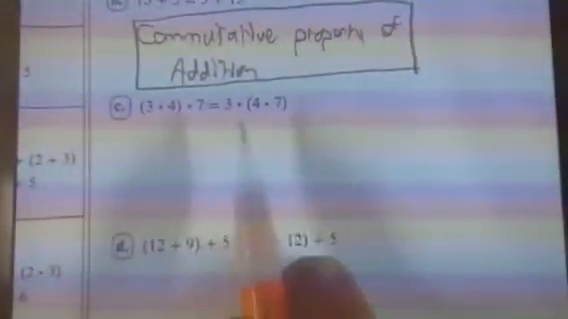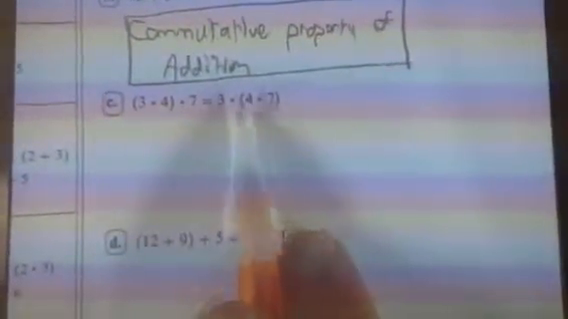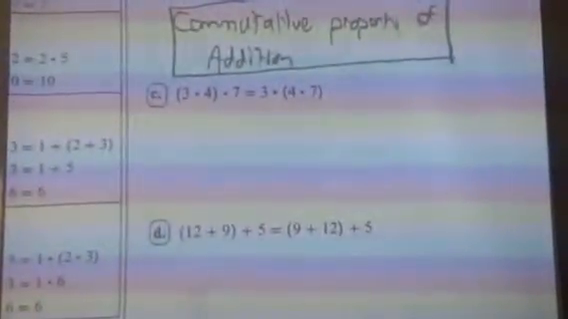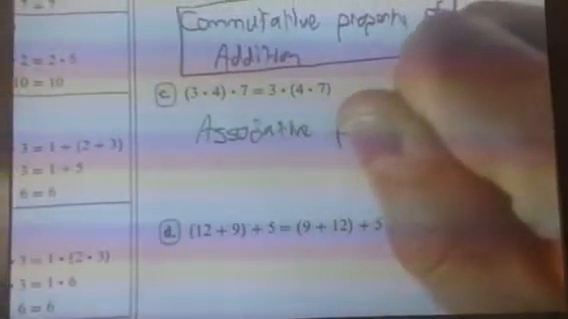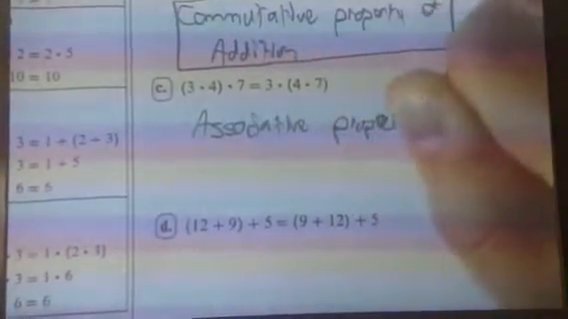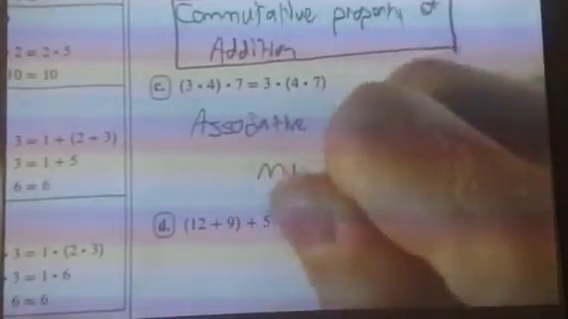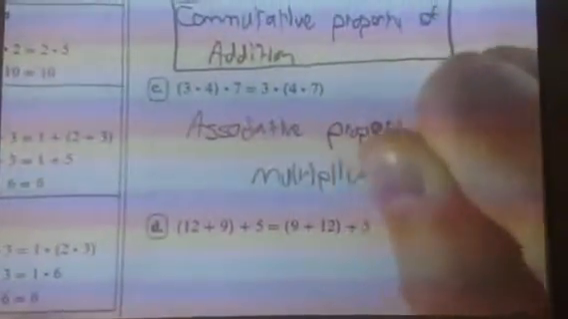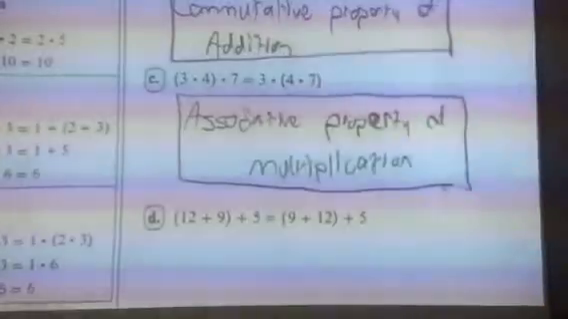Here, I've got 3 times 4 times 7 with 3 times 4 in parentheses, and then here I've got 3 times 4 times 7 with 4 times 7 in parentheses. So I switch the grouping. So if the grouping changes, that is the associative property of, I've got to identify my operation here, multiplication. Alright, so remember, if the order changes, that is commutative property. If the grouping changes, that is associative property.